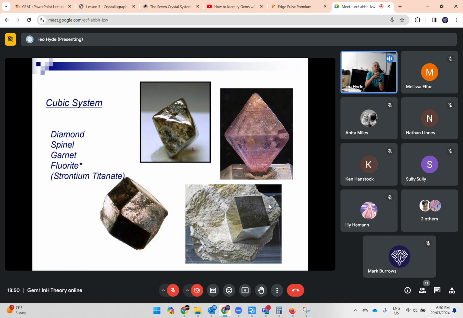But mostly they will come out of the ground, and if they're not a perfect shape, it's to do with other factors. This one next to it here is a spinel. Spinels always come in that colour.